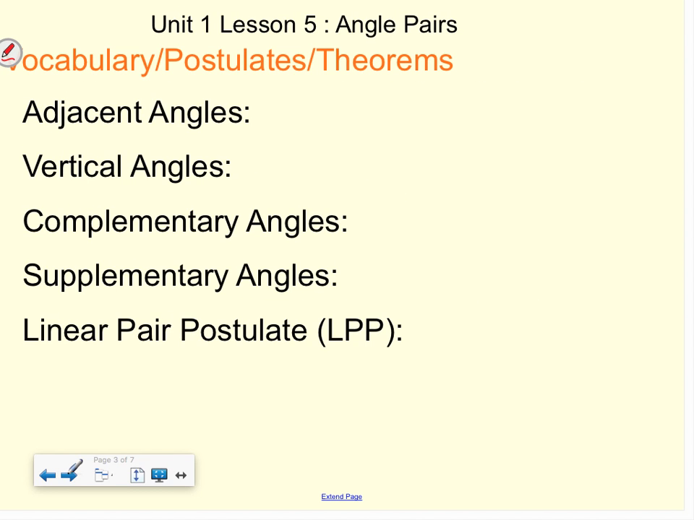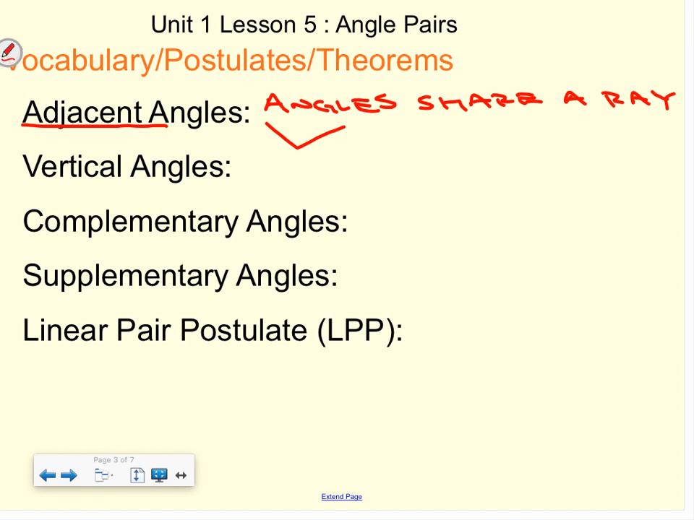Okay, so what do some of these vocabulary things mean? Well, number 1, adjacent angles. Adjacent just means right next to. Angles that share a ray. Okay, so just a quick picture. These would be adjacent angles. They share that ray in the middle.